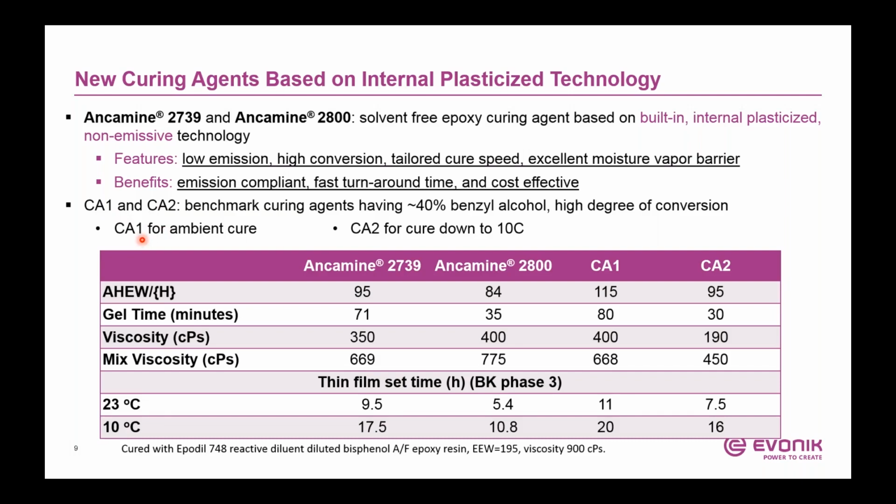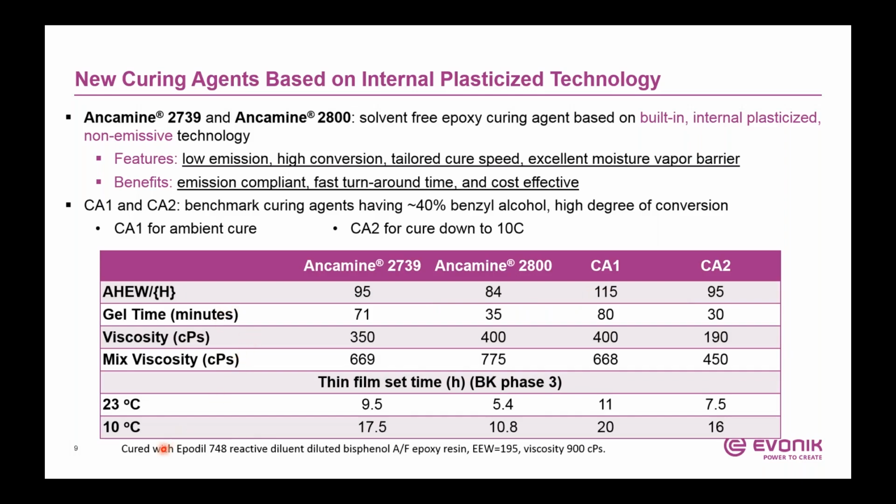These are CA1 and CA2. CA1 is the slower cure for ambient cure application. CA2 is a faster cure for curing down to lower temperatures. So if you look at the table here, you're basically comparing the handling properties of the two new curing agents, Ancamine 2739 and 2800, to CA1 and CA2. I'm looking at the equivalent weights, gel times, viscosity, and mixed viscosity.